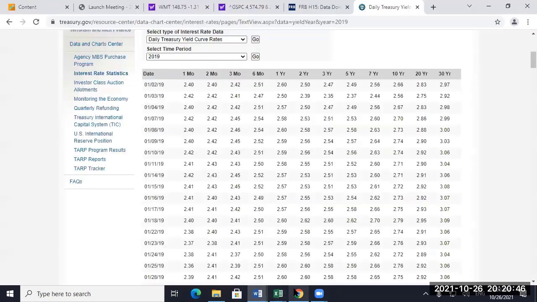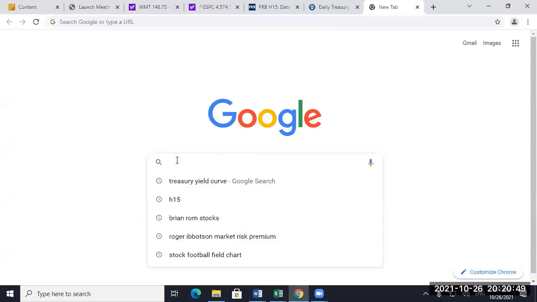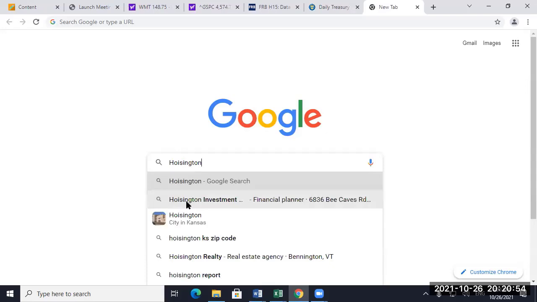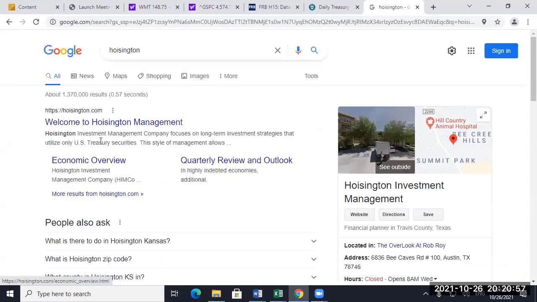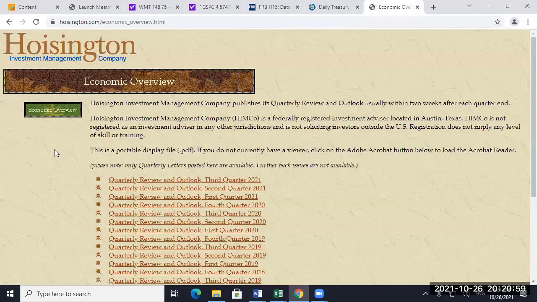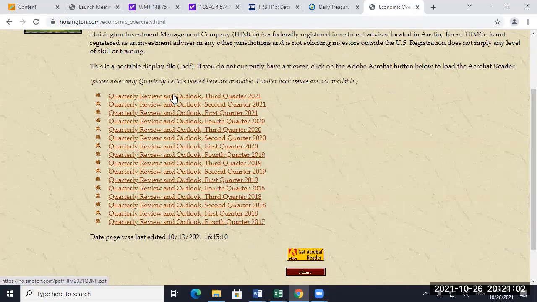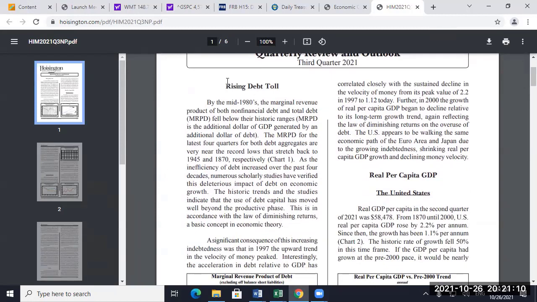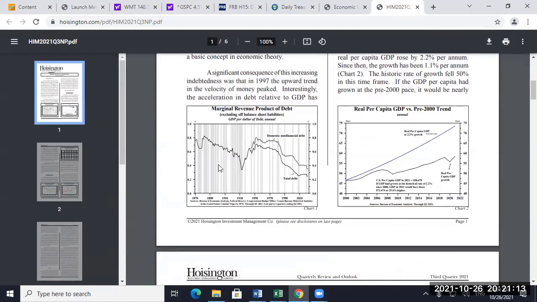Just do, all you have to do is do Hoisington Investment. Go to their site, and there it is right there. I haven't read his third quarter one yet, but he's a great economist, and he's probably the number one bond investor in the country, not in the world. Rising debt toll. He has some of the greatest charts. You might find a chart from him that you could put into your paper. So if you want to make the argument the new normal is going to be much lower interest rates, he will definitely give you some charts to show that.